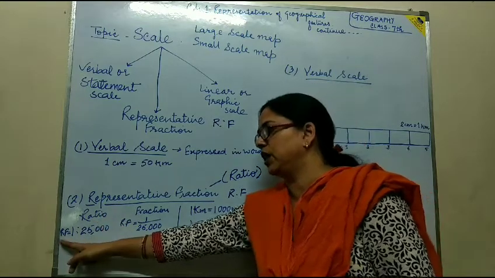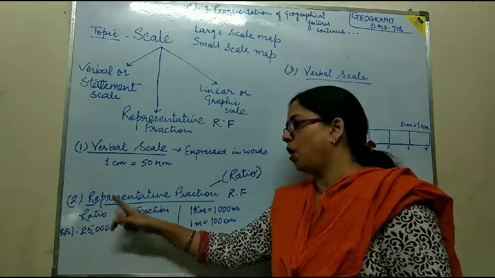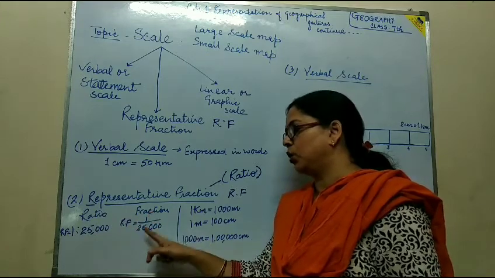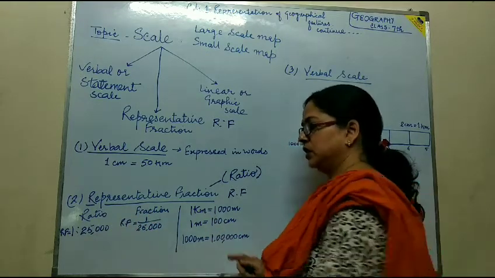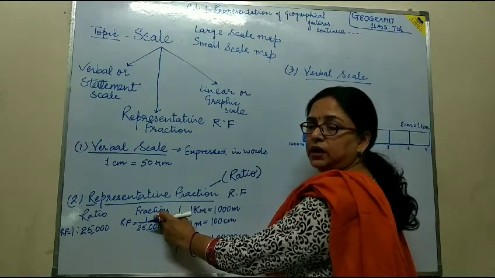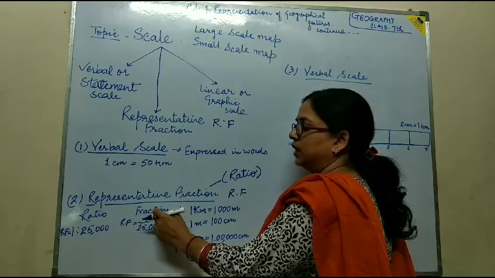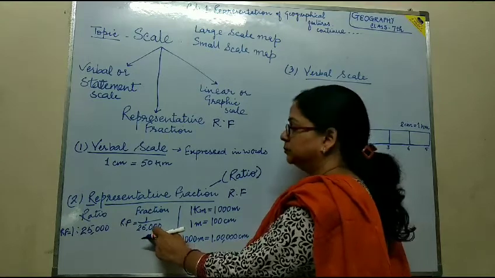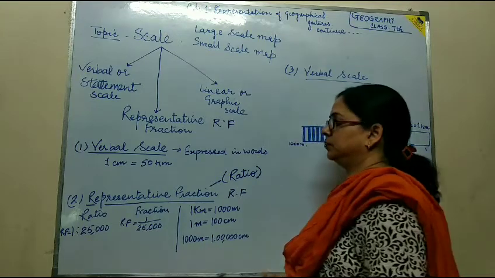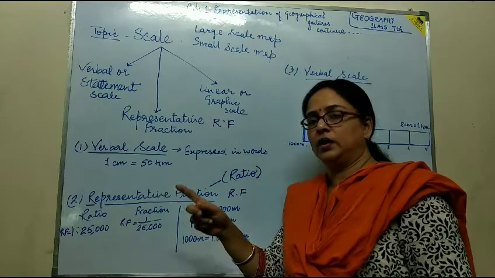In ratio we can write that RF is equal to 1 is to 25,000. Or if we have to write it in fraction, RF is equal to 1 upon 25,000. Always the map distance is represented by the numerator. We always mention the map distance at the place of the numerator and the ground distance at the denominator place, and the unit remains the same.